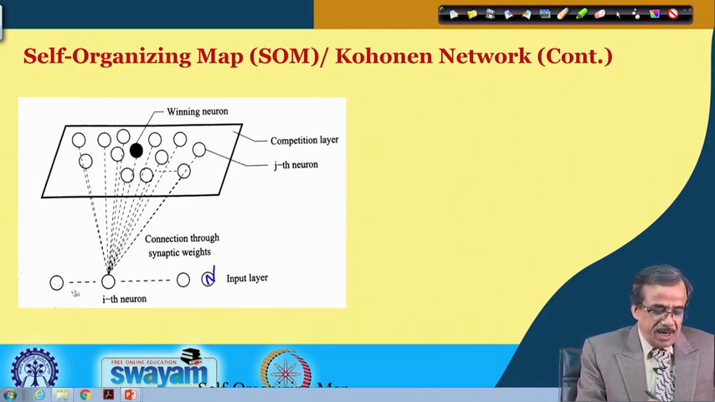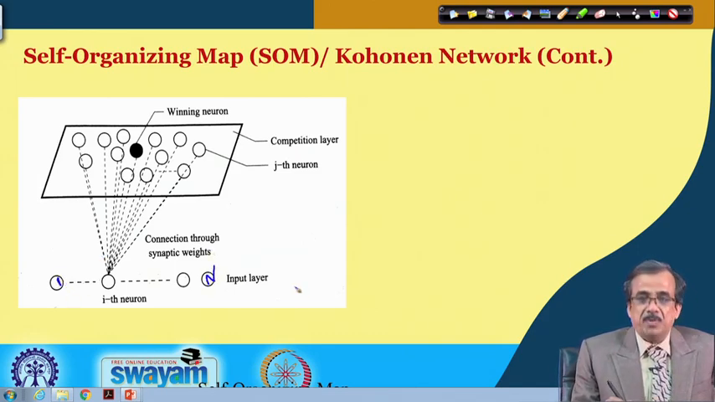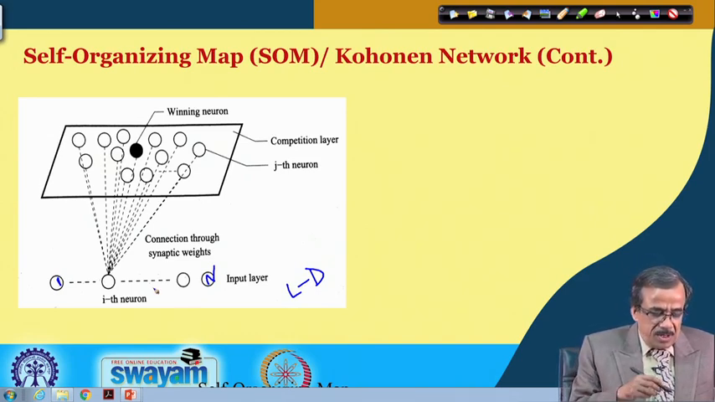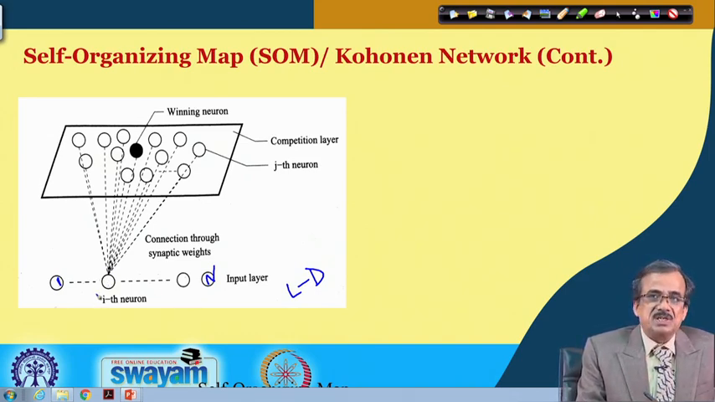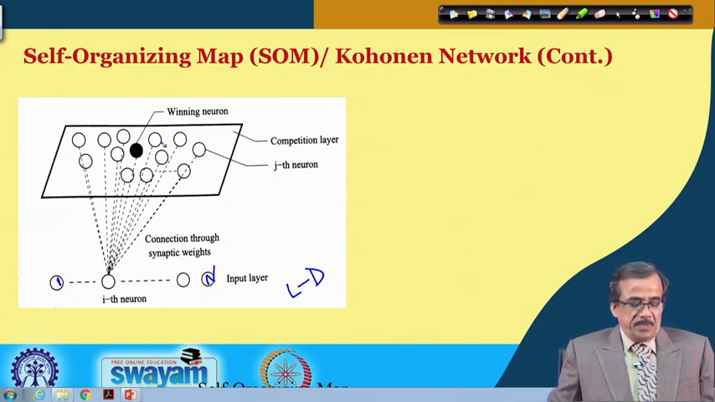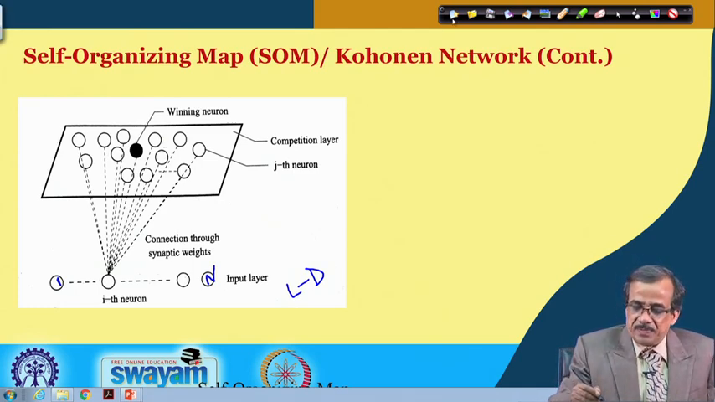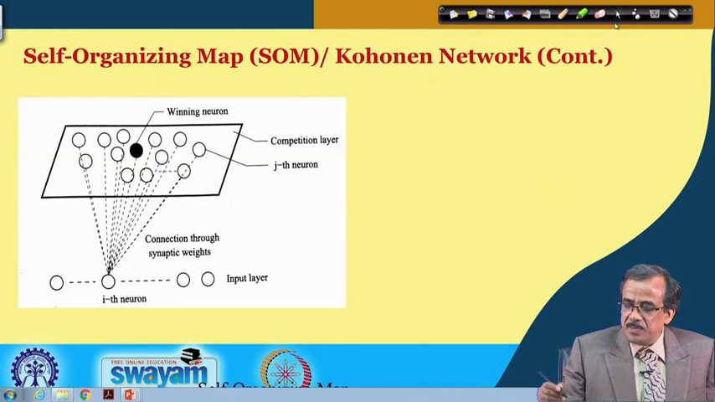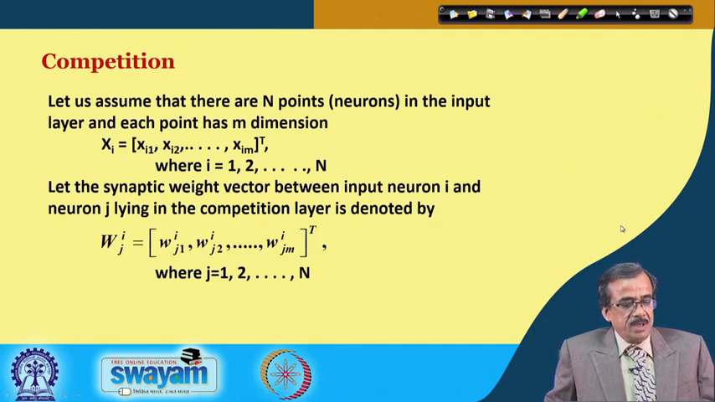So, starting from 1 up to say capital N data points we have on the input layer, and they are in L dimension, that is your LD, or say higher dimension or any other dimension. Now, these particular data points are to be mapped to the lower dimension. Now, let us see how we can use the principle of competition. Let us see the principle of competition first.